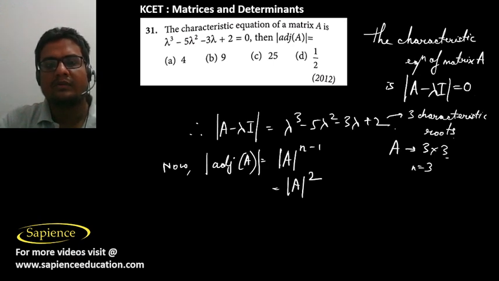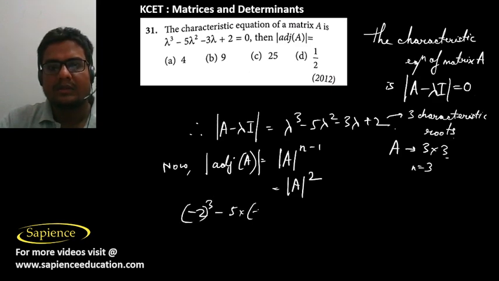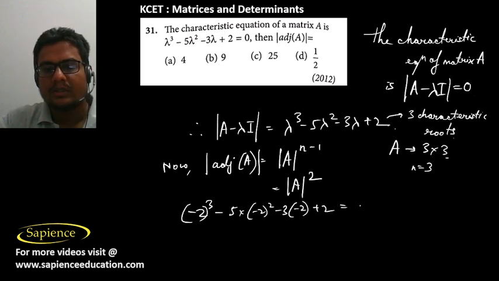So we have to find the value of lambda here. So here we can see that minus 2 is a root. Since minus 2 whole cube minus 5 into minus 2 whole square minus 3 into minus 2 plus 2 is equal to minus 8 minus 20 plus 6 plus 2.